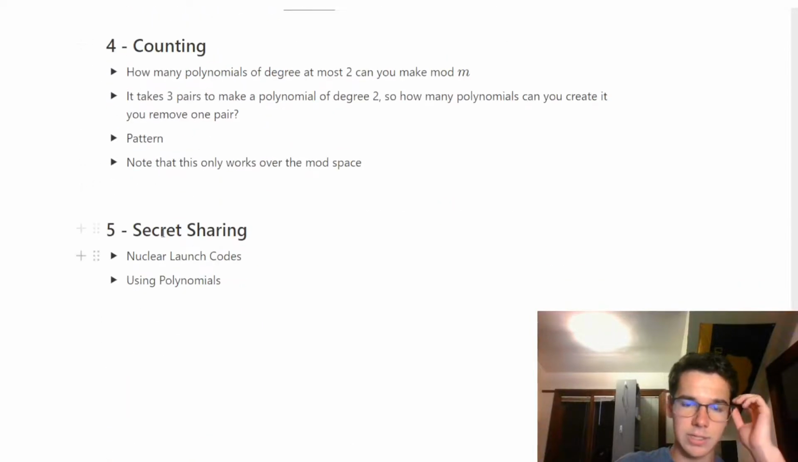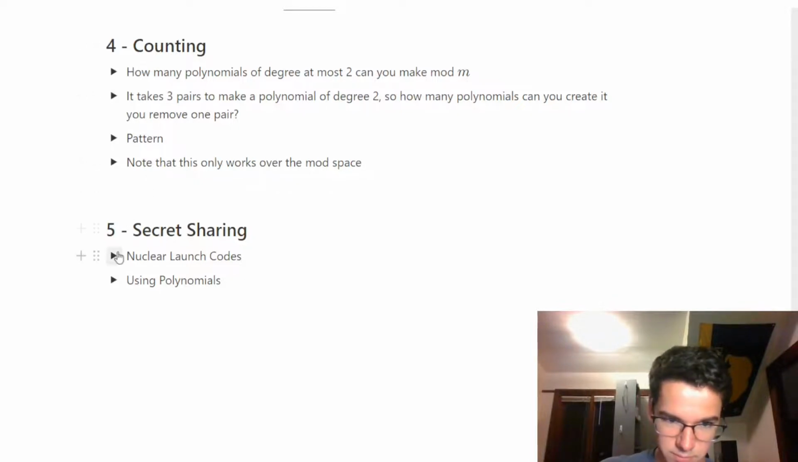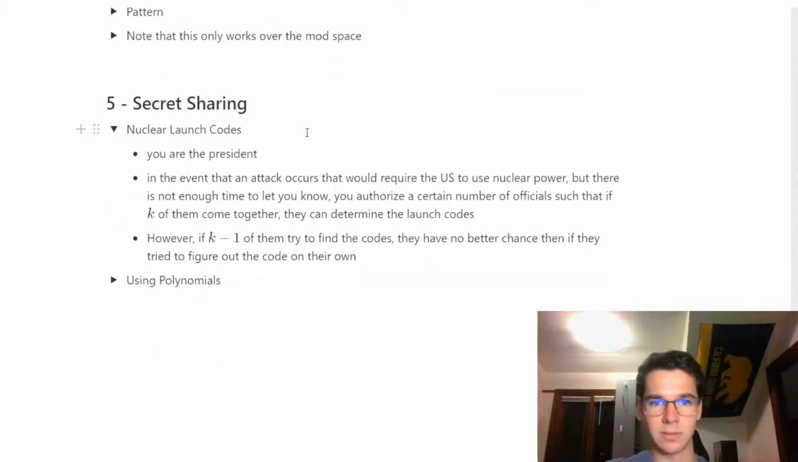And that sort of transitions into the last topic, which is about secret sharing. I'm just going to talk about the steps involved. I'm not going to go over the example because I believe in the notes they do a pretty good job of illustrating it, but basically my goal here is to hopefully make a wall of text a little bit more understandable. So the example they give is about nuclear launch codes.